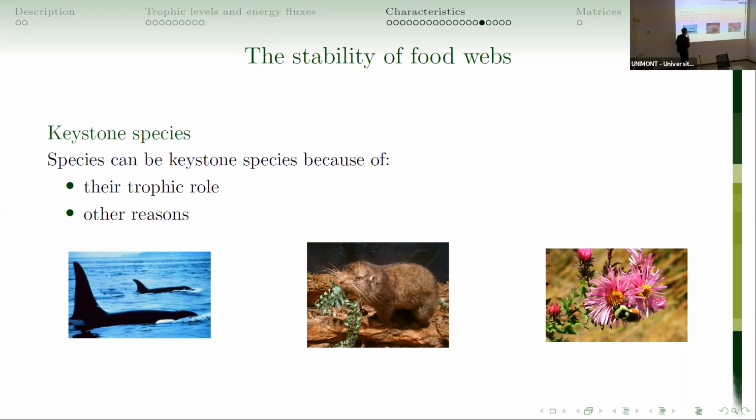But then we can have also other keystone species for their role. For example, the, how do you call the castori? Castori. So castor, it's not because of what they eat, but castori make these dams and create new habitats. And so many species depend on the presence of castori. I don't remember how they call it in English, but castori, right? And these are keystone species because if they disappear, all the community that needs these calm waters will disappear, right? So there's different, in most cases it's because of their trophic role, so top predators, but not only, okay?